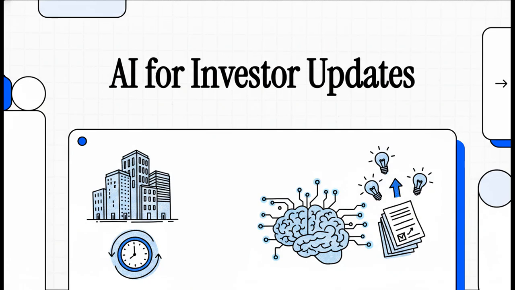All right, if you're a real estate fund manager, you know exactly what I'm talking about. The quarter ends and that clock starts ticking on your investor updates. It's a super critical task, right? But let's be real, it's also a massive time drain. So, how can AI help you get that time back?